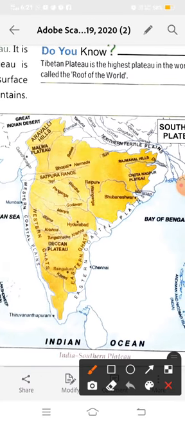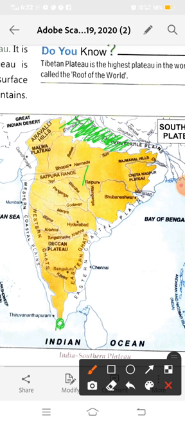Look here. Here are the northern plains, and this yellow color is showing you the Southern Plateau of India, which lies in the south of the northern plains. The northern plains are in the north of the Southern Plateau, and the Southern Plateau extends till Kanyakumari, the last tip point of India, the southernmost point of India, known as Kanyakumari.